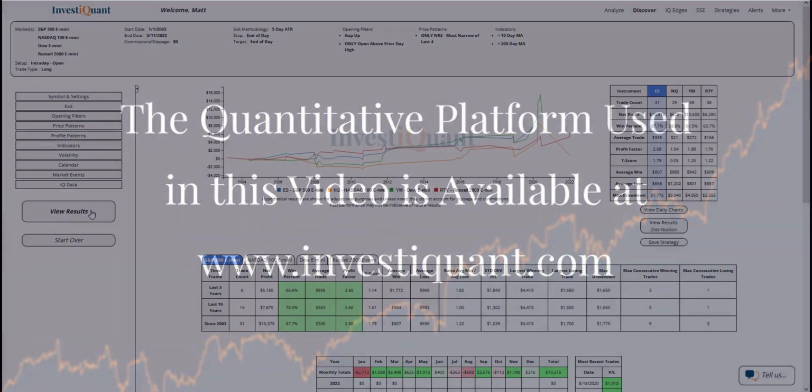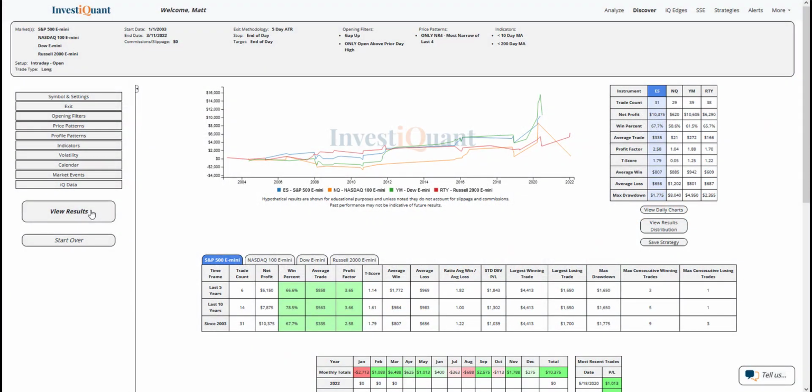All right, here we go. These are the results based upon entering the market long at 9:30 a.m. Eastern Time, exiting at 4:15 p.m. Eastern Time. When you're in a weak market environment, you put in the most narrow range of the past four sessions, and then you gap up above the prior day high.